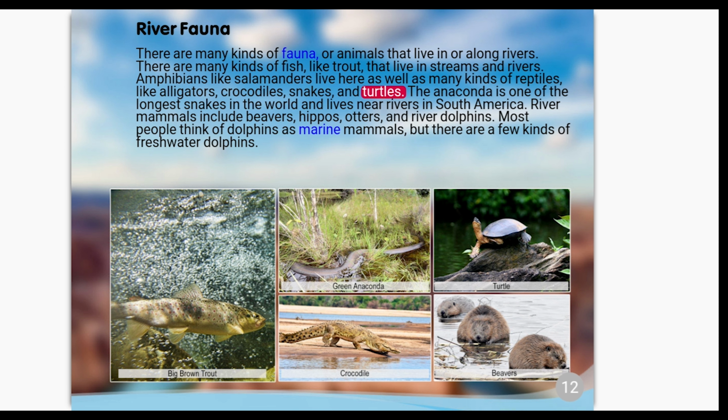The anaconda is one of the longest snakes in the world and lives near rivers in South America. River mammals include beavers, hippos, otters, and river dolphins. Most people think of dolphins as marine mammals, but there are a few kinds of freshwater dolphins.